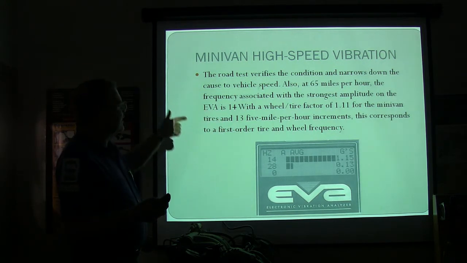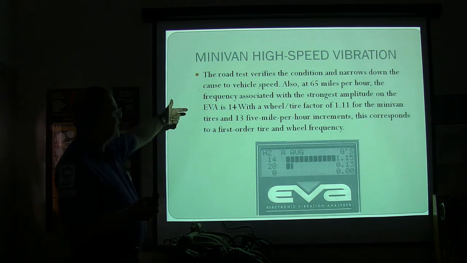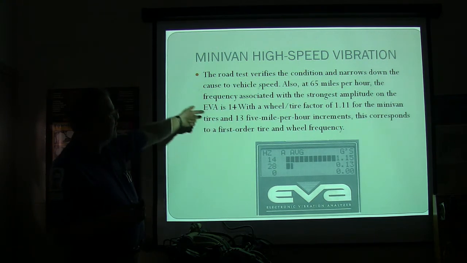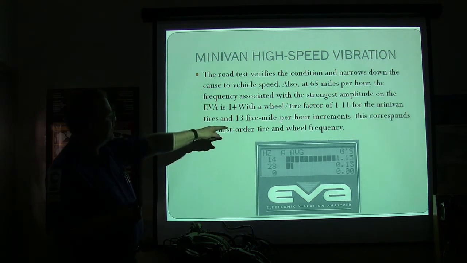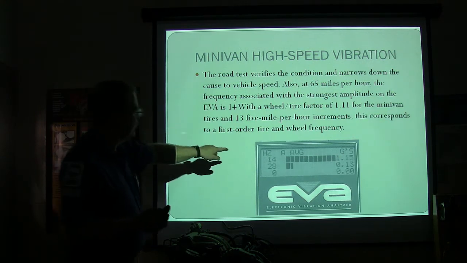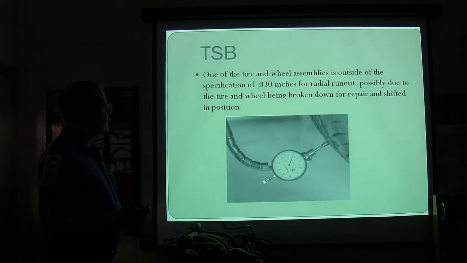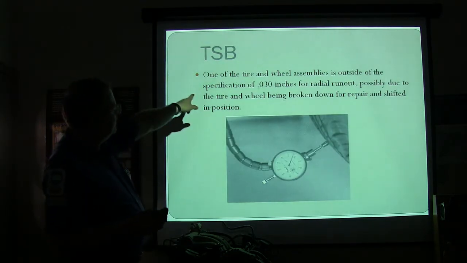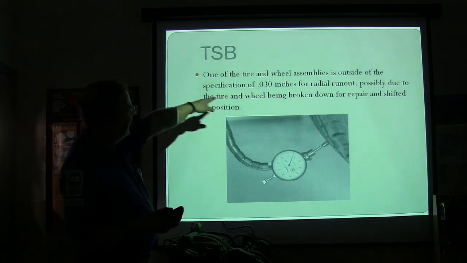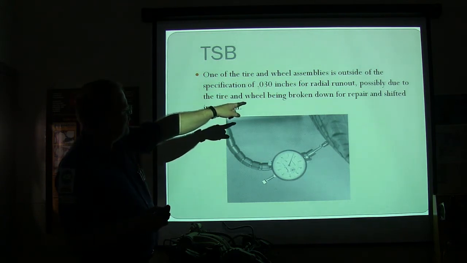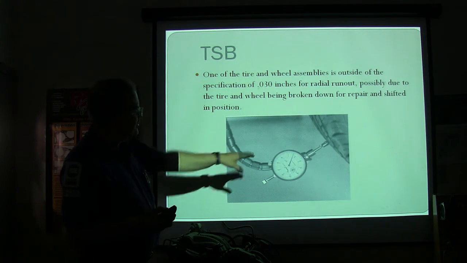At 65 miles an hour, the frequency associated with the strongest amplitude on the EVA is 14, with a wheel tire factor of 1.11 and 13 5-mile-per-hour increments, and that corresponds to a first order tire and wheel frequency. Well, it turned out it was a tire and wheel issue. When they did this, it got outside the specification of 30 thousandths of an inch for radial runout. If you got that, you're probably going to feel it.